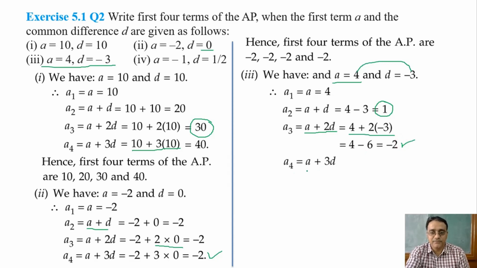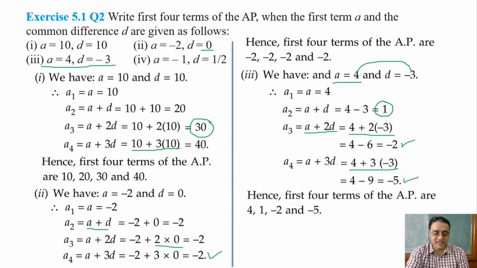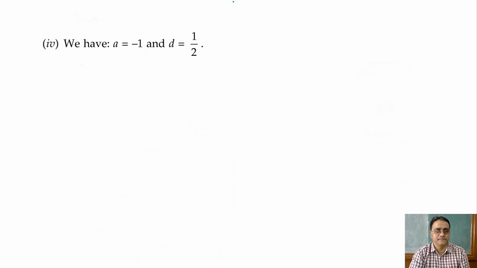Next A4, A plus 3D or A3 plus D. So 4 plus 3 into minus 3. 4 minus 9. Minus 5, right. So we got all the 4 terms. Hence first 4 terms of the AP are 4, 1, minus 2 and minus 5. So only one bit is left, I'm not going to solve every question, only few bits I took. So fourth bit A is equals to -1 and D is equals to 1/2.